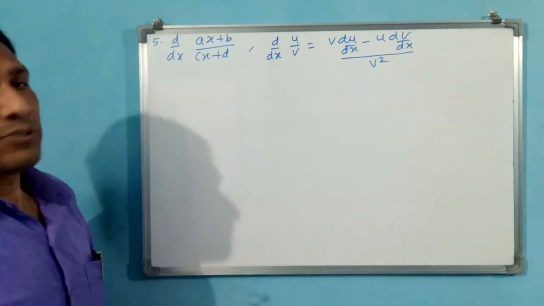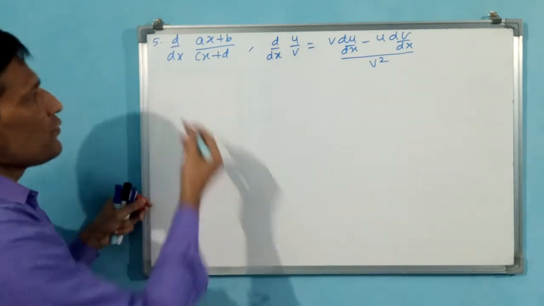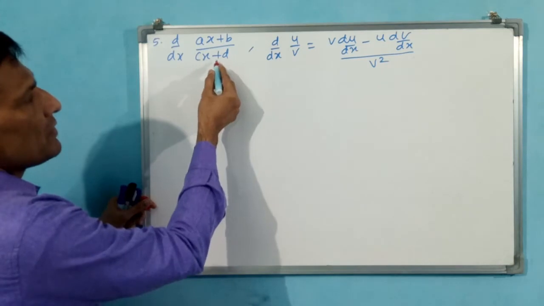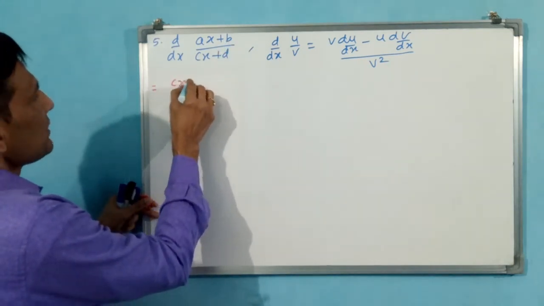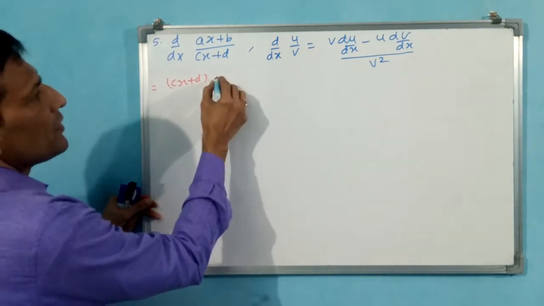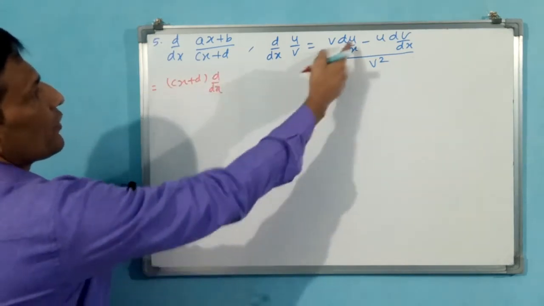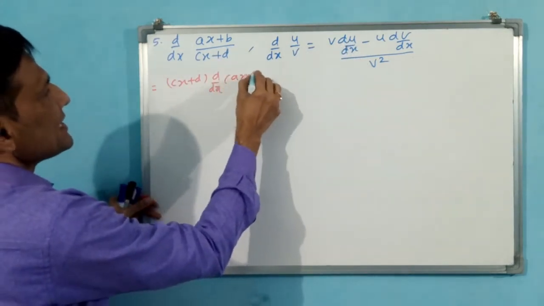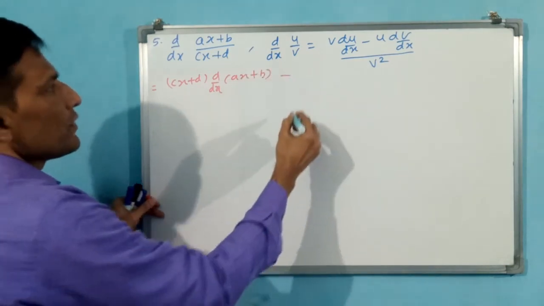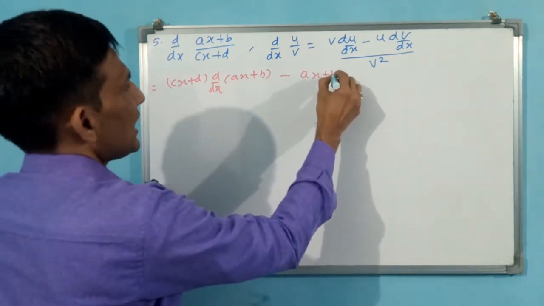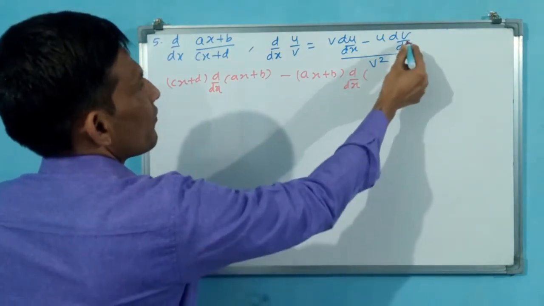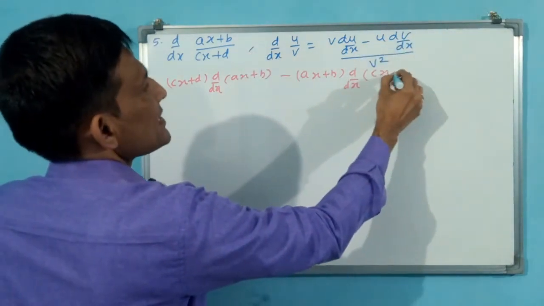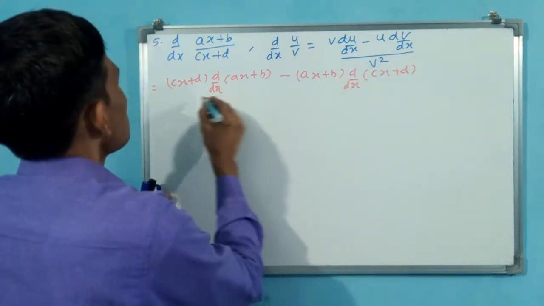Now substitute v, u, you know very well. This is v, this is u. Write down: v, cx plus d, d by dx of u, ax plus b, minus u, ax plus b, d by dx of v, cx plus d, whole divided by v square.